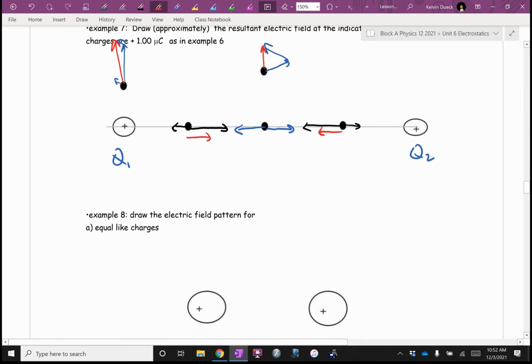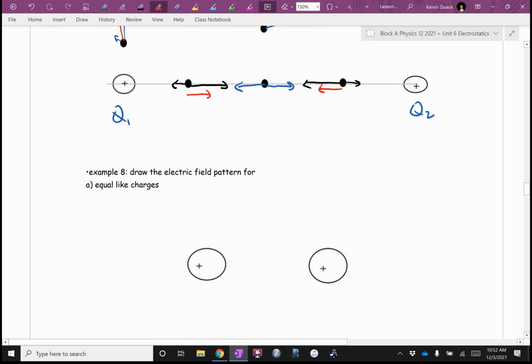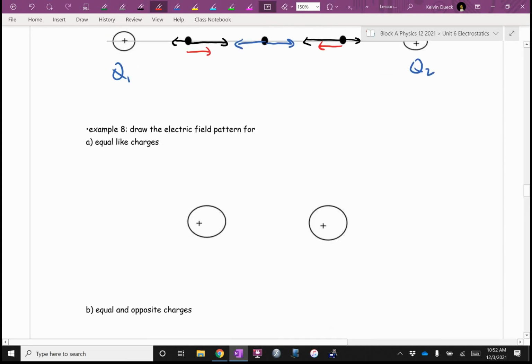So example 8 says, draw the electric field pattern for like charges. This is a good example of an electric field diagram that we're going to do. First of all, we would say this. Anything that left right here would get repelled. The electric field would go that way. A positive charge would travel in that path. Also going down, a positive would go like that, a positive would go like that.